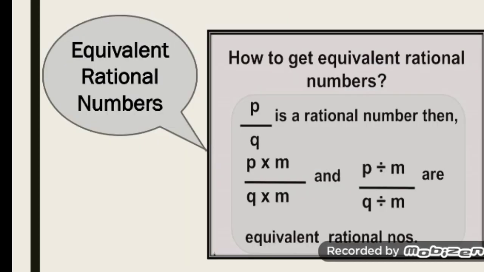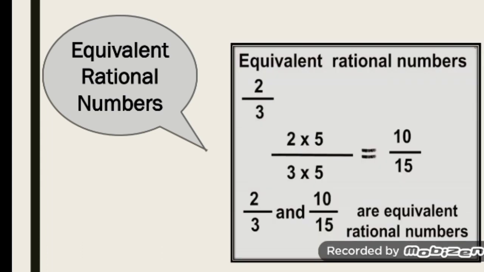To solve question number 3, first we will discuss equivalent rational numbers. What are equivalent rational numbers? If we multiply or divide both numerator and denominator of a rational number by the same number, then we get an equivalent rational number. Here you can see if p by q is a rational number and if we divide both numerator and denominator of this rational number by m, or we multiply both numerator and denominator by m, then we get equivalent rational numbers. Let's see the examples.